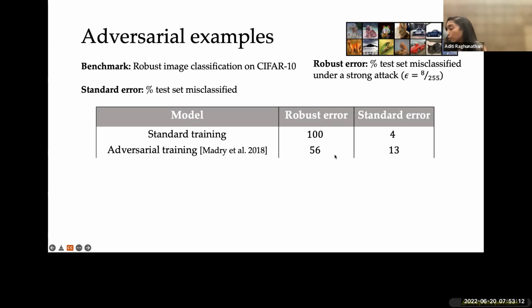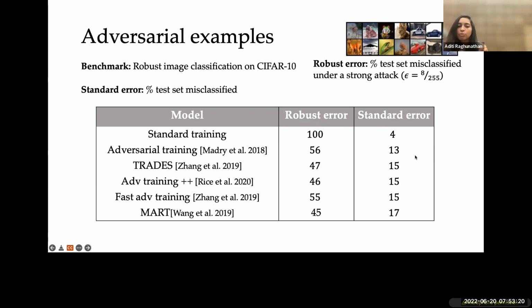The robust error improves, but it's not great. And you see that the standard error also gets worse. Many variations have also been proposed, and over time, we've not really seen a better situation. So the robust error is still pretty high, and the standard error also increases.